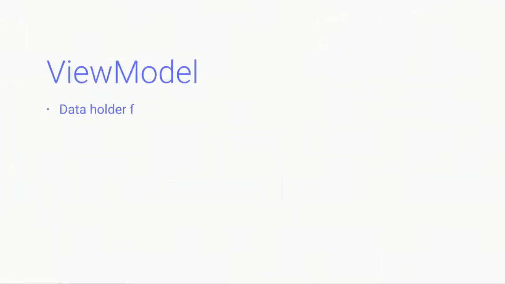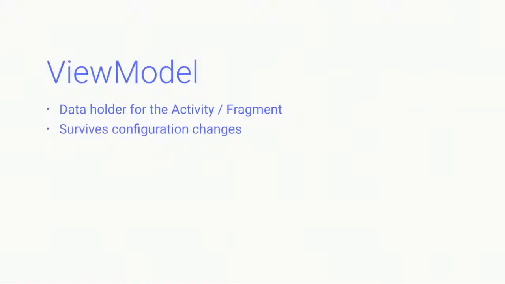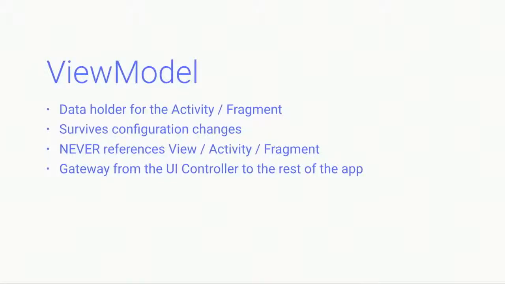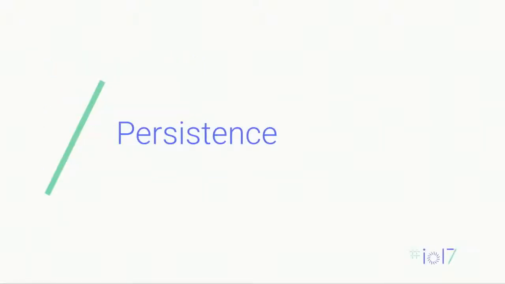So it's very simple. If you look at life cycles, they hold the data for the activity. They survive configuration changes. They should never, ever reference views because they outlive the activity. So you cannot reference back to the activity. That's why you use things like live data or RxJava or data binding observables to do that communication. And this is what our activity talks to. It always talks to a vModel.